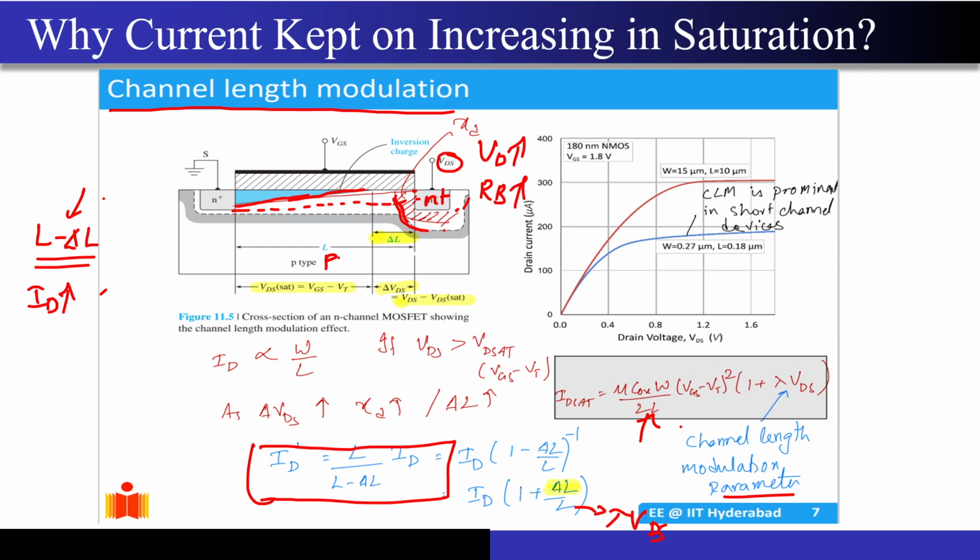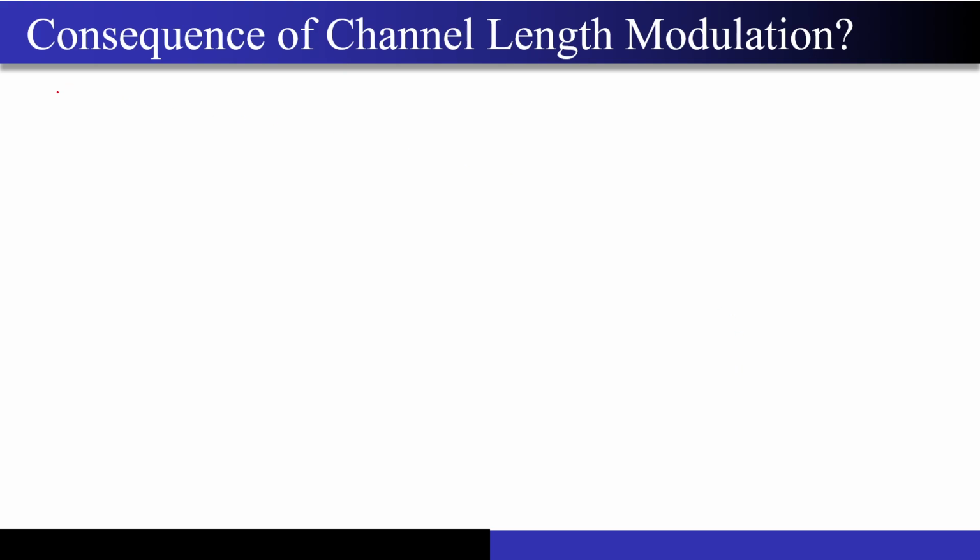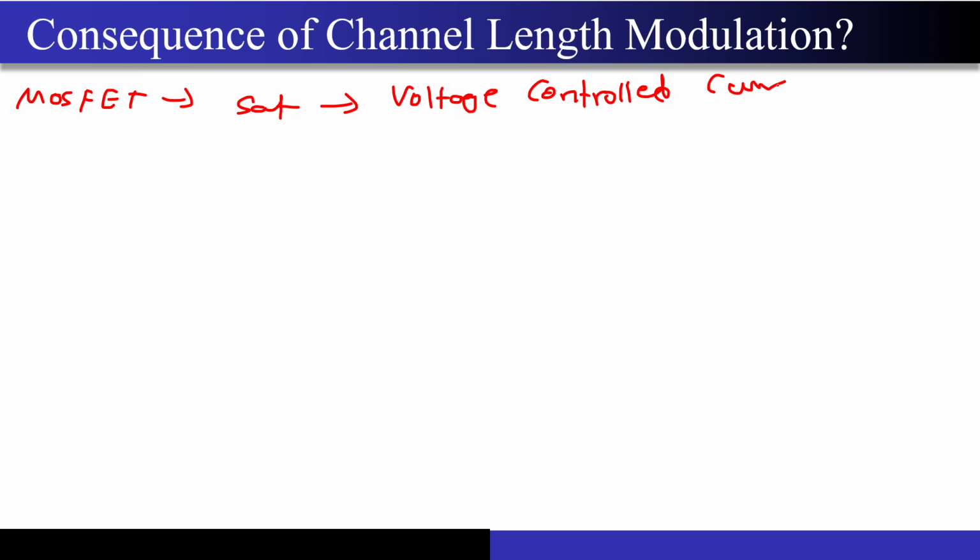Now what are the consequences of this? I must have told you that the MOSFET in the saturation region acts as what? It acts as a voltage controlled current source, and in the linear region it acts as a voltage controlled resistor. I have already explained this to you during the last lecture. Let's see how many of you still give me the correct answer now.